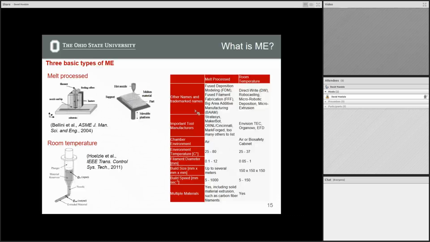So again, looking at this chart here and some of the important characteristics, the most commonly used term for the melt process methods is fused deposition modeling. You'll see this everywhere. Fused filament fabrication is another one. You see also a subclass of this, which is big area additive manufacturing. This is the one where they're trying to print houses and cars and what have you, really large structures using this, because these methods are pretty cheap. Polymers are pretty cheap. The tool you can make pretty big, pretty cheap as well.